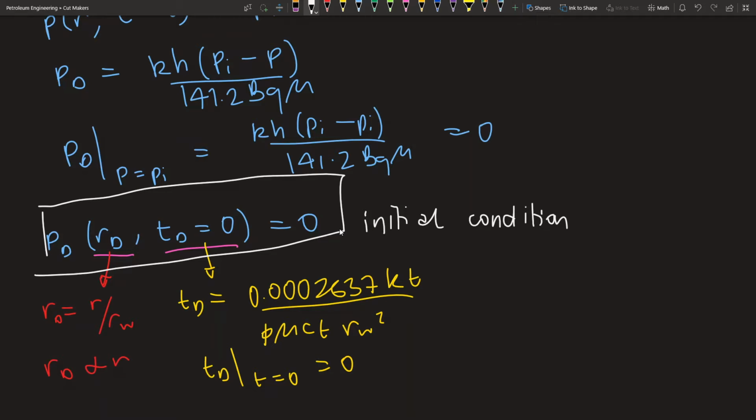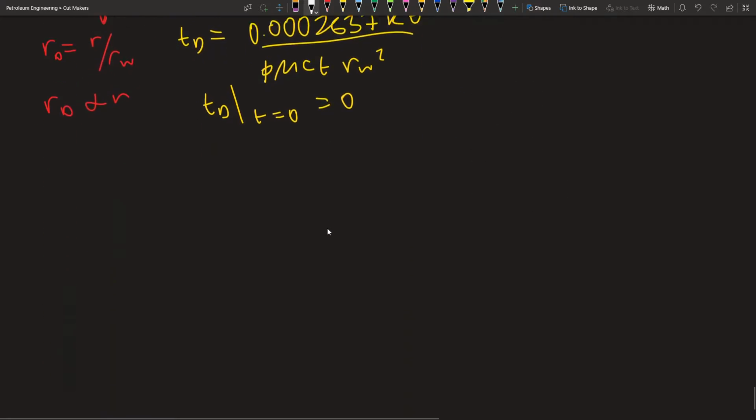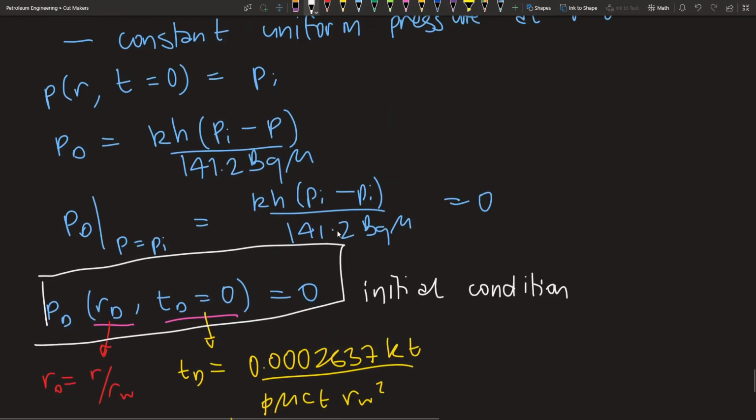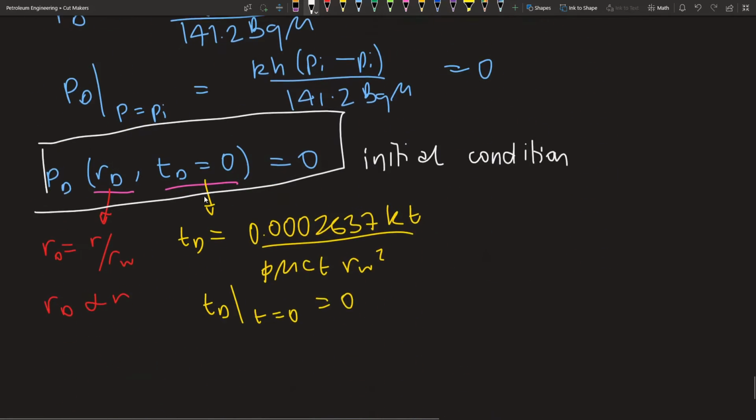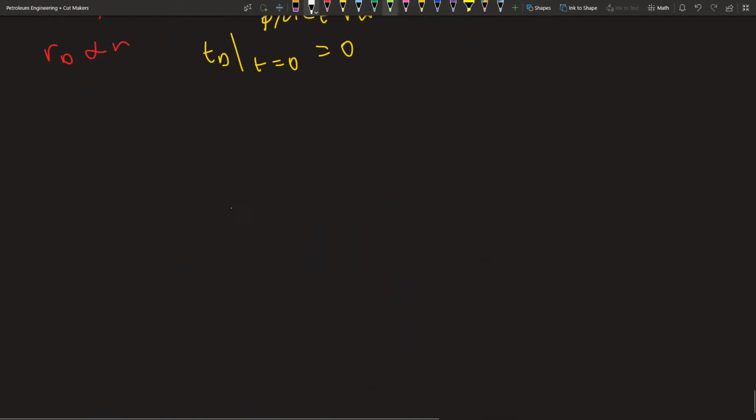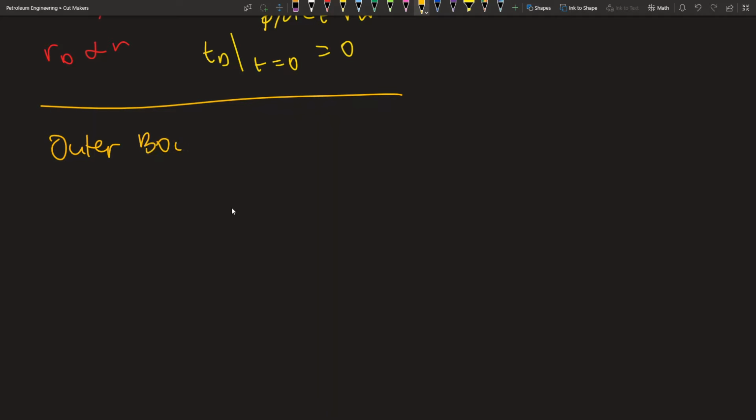Okay, now let's move on to the outer boundary conditions. What color did I use for this, by the way? Oh, yeah, blue. So I'll continue. I'll use orange this time. Yeah, that should be nice. So now we move on to the outer boundary conditions.